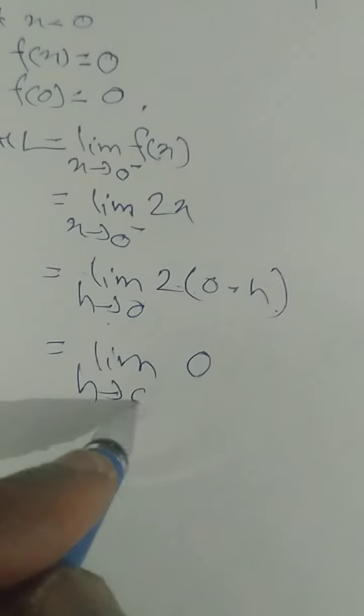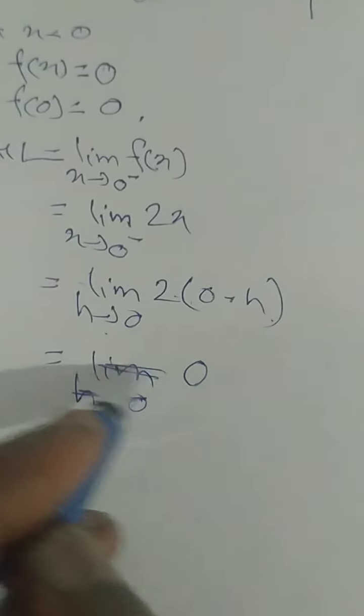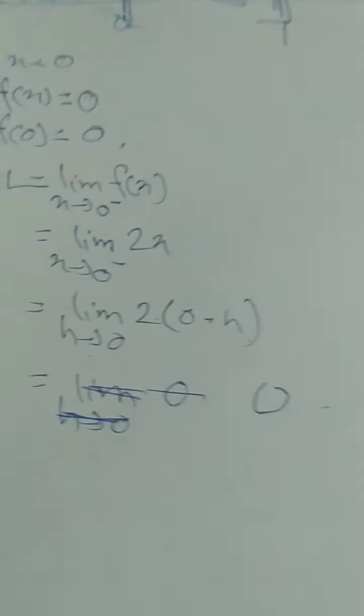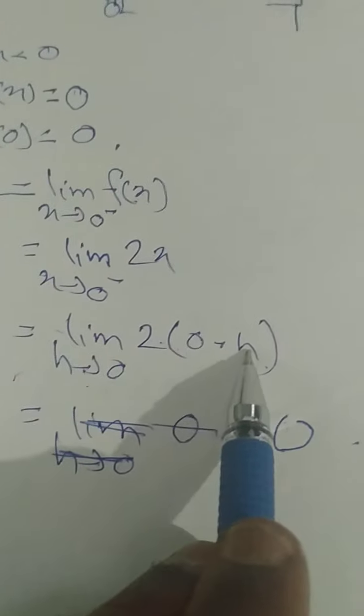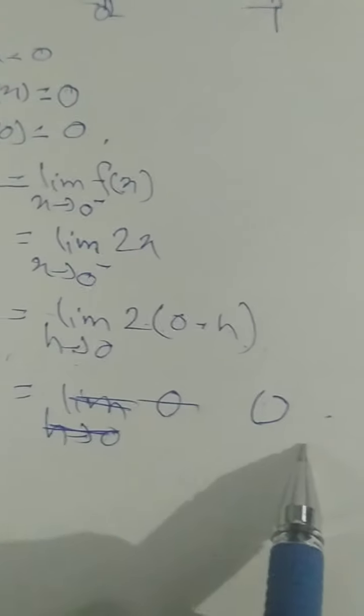So as h tends to 0, I will be removing this. So the value will be 0. Once I substitute h equals 0, 0 minus 0 is 0, and 2 into 0 is 0.